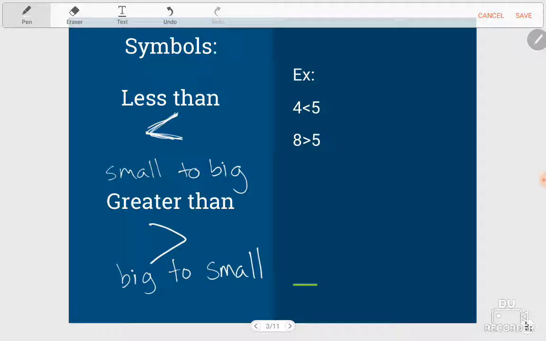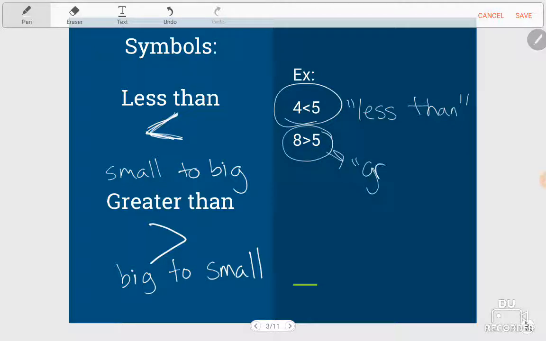Maybe these examples you want to throw in there. We read this as 4 is less than 5. We read this one as 8 is greater than 5. So maybe you want to put this as an example for greater than and this as a quick little example for less than. They're both true statements. Obviously, 4 is less than 5 and 8 is greater than 5. Make sure you have the symbols and a quick little example in your notes.